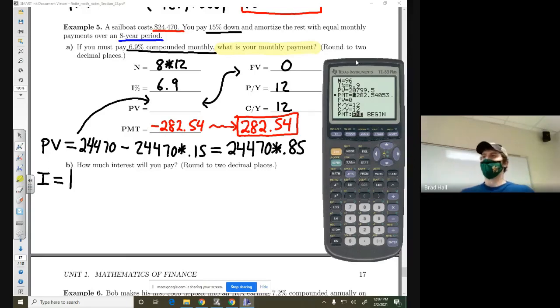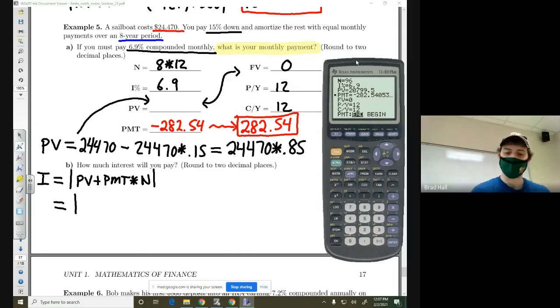So for the interest, we pick either PV or FV, depending on which one's non-zero. Here, it's PV plus PMT times capital N. The calculator already tells us PV. It already calculated it for us, so we can just take it straight from the calculator.